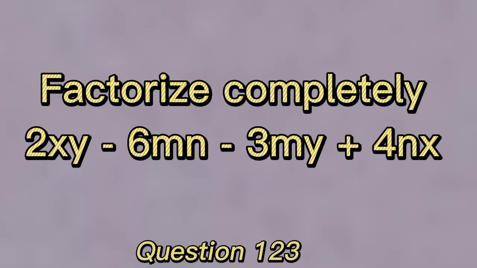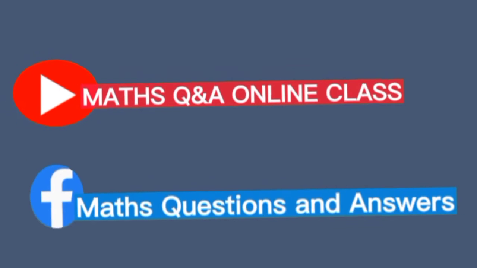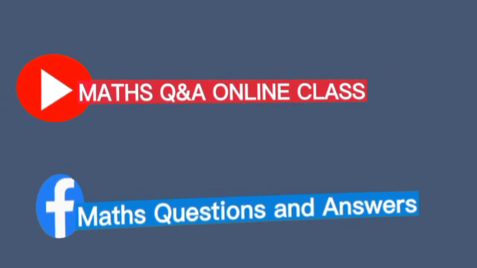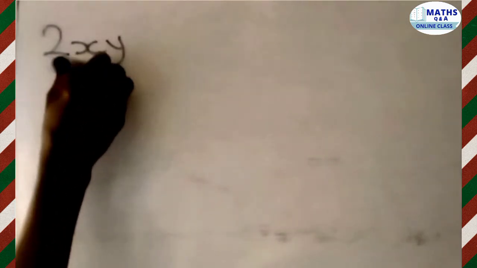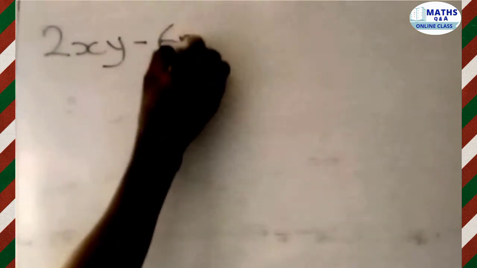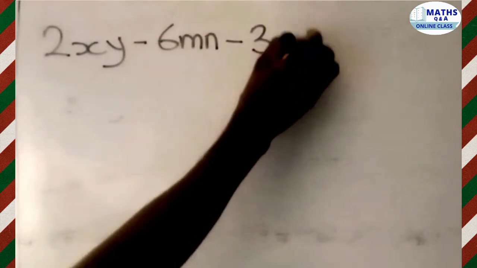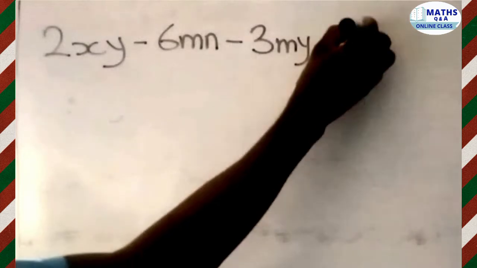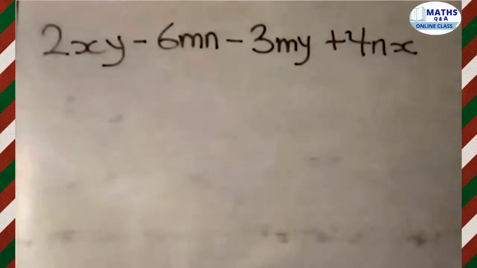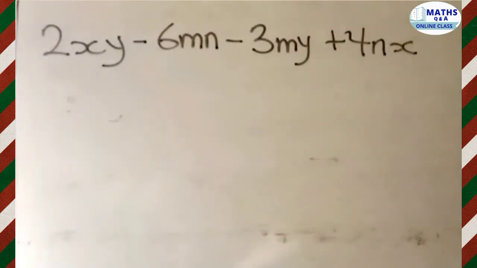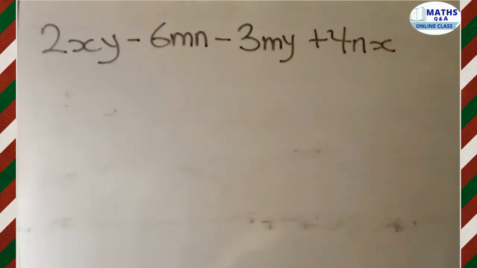Factorize completely 2xy minus 6mn minus 3my plus 4nx. So we are given 2xy minus 6mn minus 3my plus 4nx. These are the values given to us, and we are told to factorize completely.